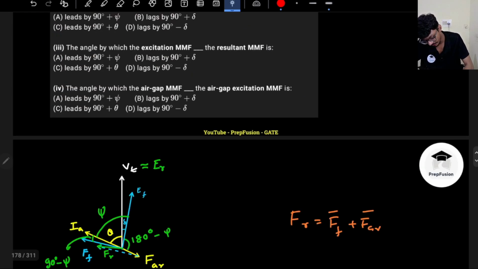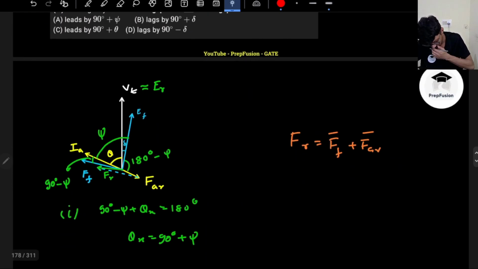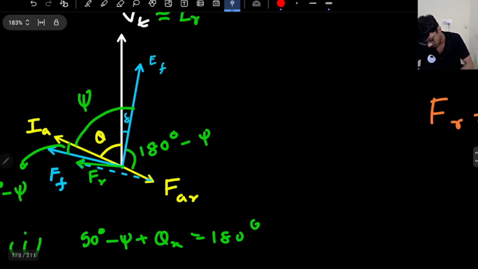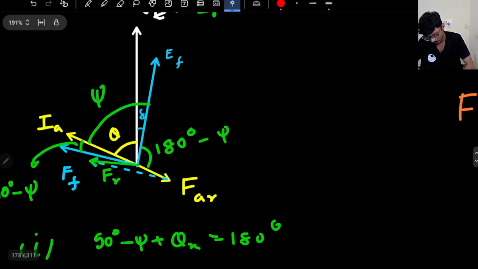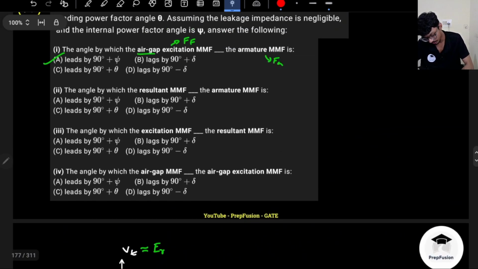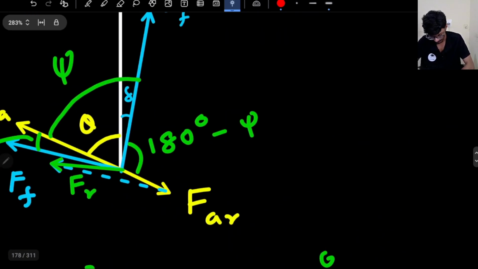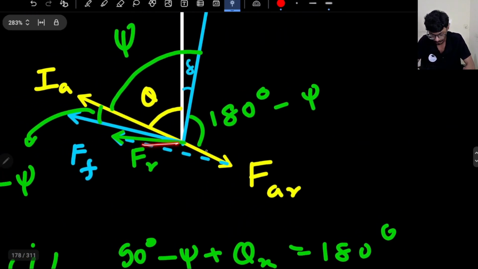So resultant MMF and the armature MMF. Okay, sorry. Now we are discussing the resultant MMF. Previously we discussed the field MMF. Now we are discussing the resultant MMF and the armature MMF.